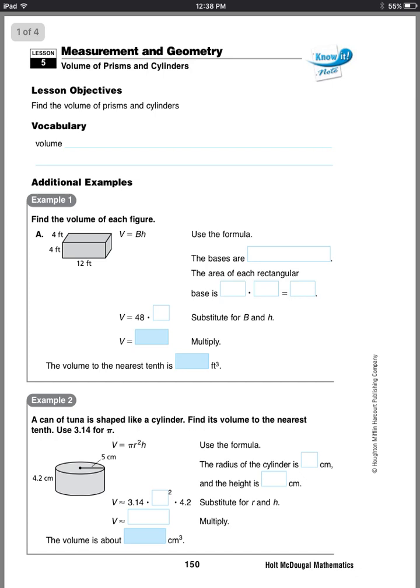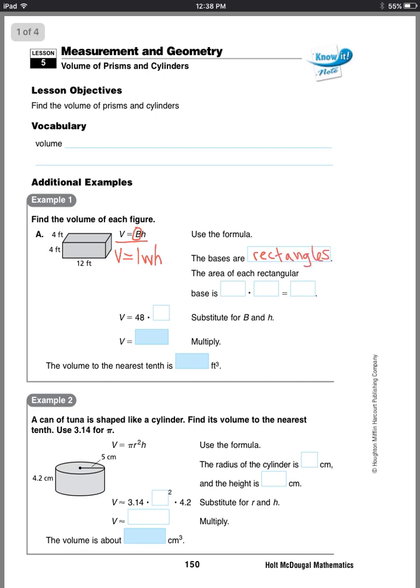So for example 1, they give you the formula V equals base times height, which really can translate into volume equals length times width times height, because that's a capital B. Because that's a capital B, it's talking about the area of the base times the height of the prism. And to find the area of the base, we do length times width. So, the bases are rectangles.